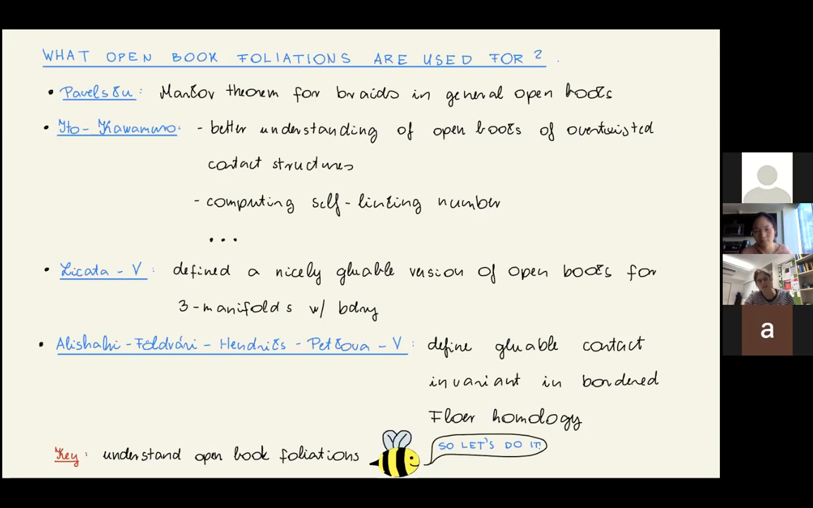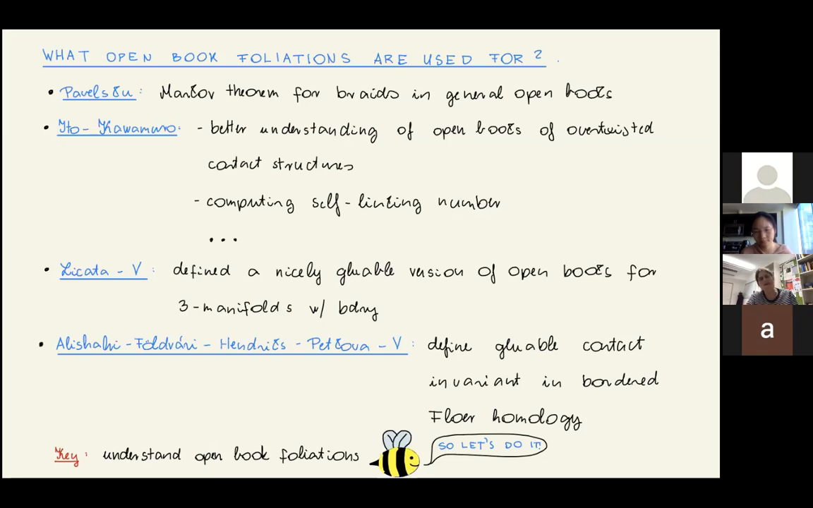And then this gives rise to a gluable invariant in Heegaard Floer homology as well, because there is a contact invariant in Heegaard Floer homology for normal closed manifolds, and there is another contact invariant in Heegaard Floer homology for manifolds with boundary. And that one lives in sutured Floer homology, and this one lives in bordered Floer homology. So this is gluable in a very natural way. Okay, so maybe that was enough to make you understand that it makes sense to study open book foliations.